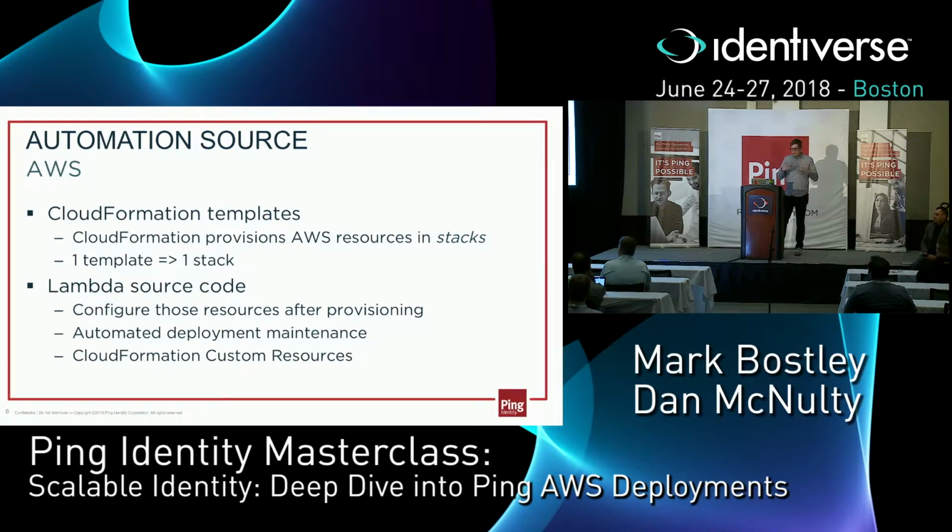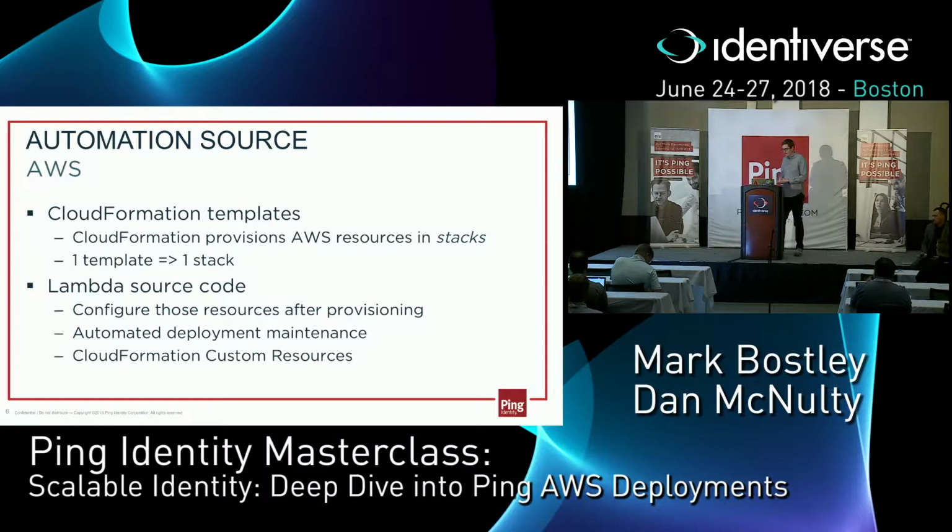CloudFormation is Amazon's infrastructure as code service, and it allows you to basically write a template which defines the properties of the resources that you want to provision. It'll take the template in and provision them into a group it calls a stack. Typically one template will translate to one stack.